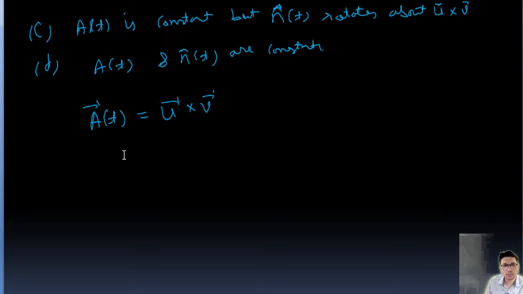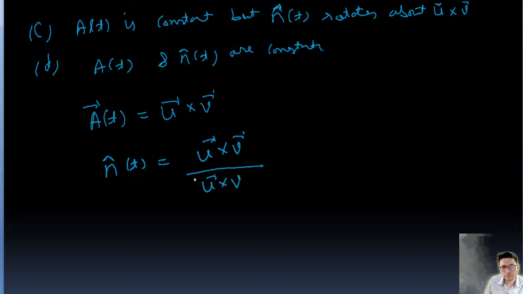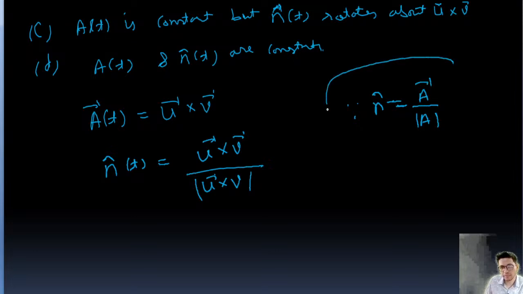Now n cap, which is perpendicular to this, right? And this value we know, this is going to be U cross V upon mod of U cross V, right? Because we know any unit vector n cap equals any vector upon mod of that vector. This is the n cap, right? Now we'll check d n cap upon dt.